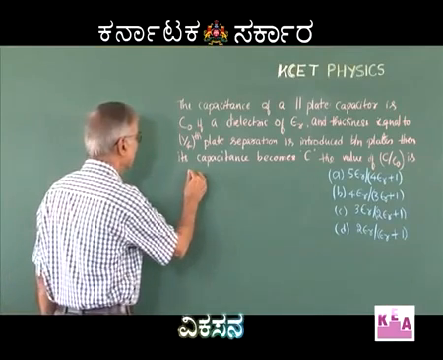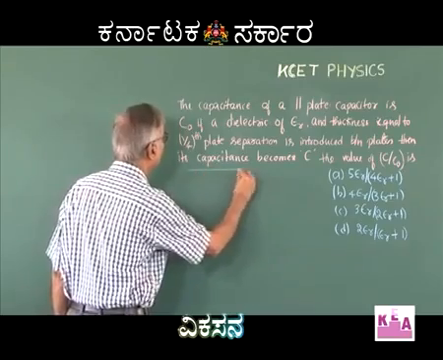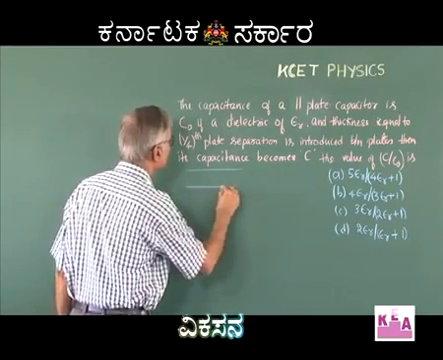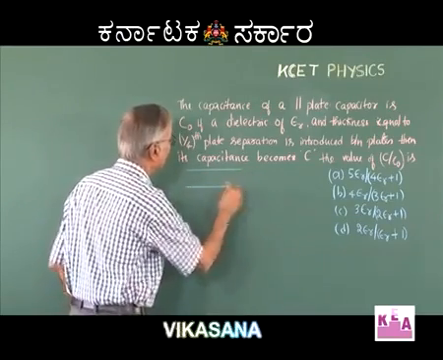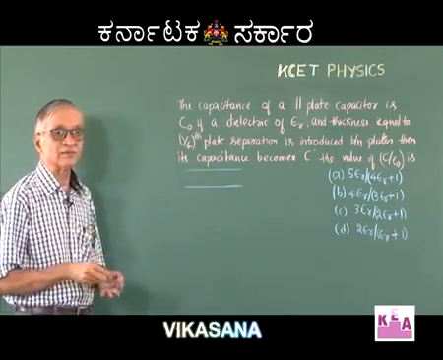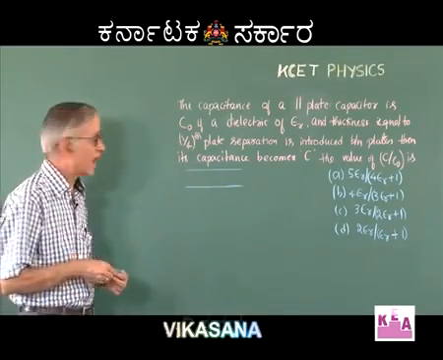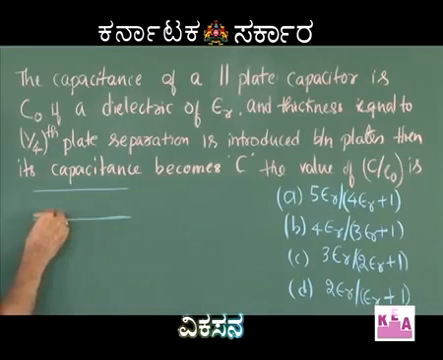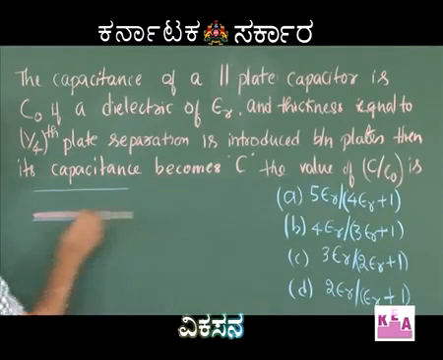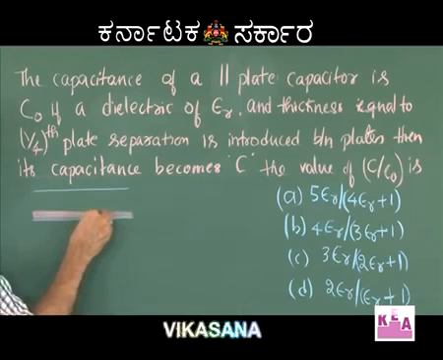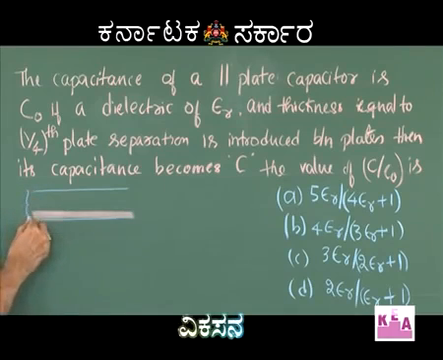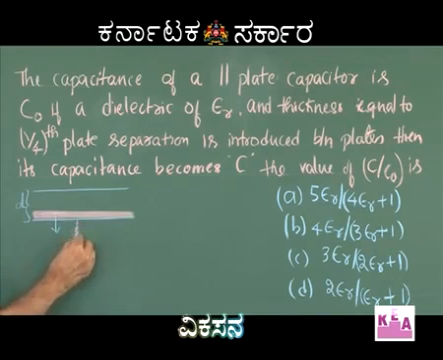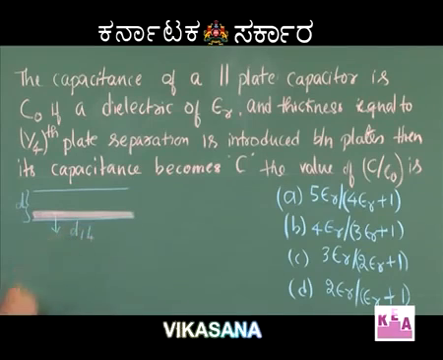Let me consider a parallel plate condenser. Suppose between the plates of the condenser we place a dielectric slab of thickness equal to 1/4 of the plate separation. That is, if the plate separation was D, then the thickness of the slab is D divided by 4.